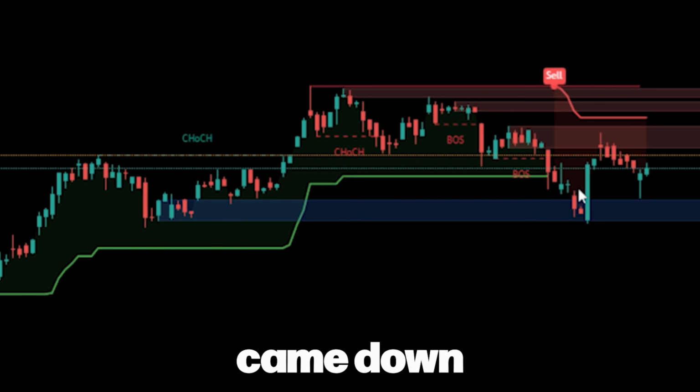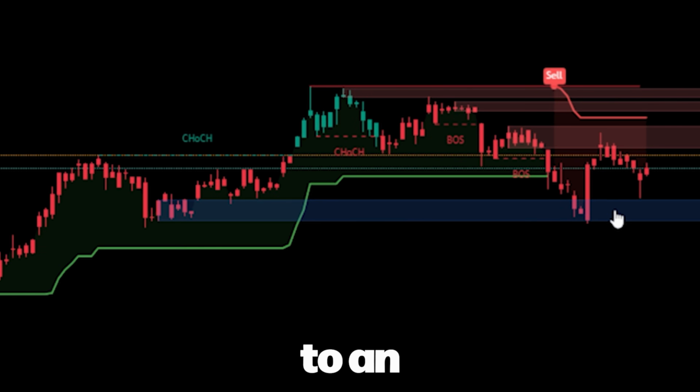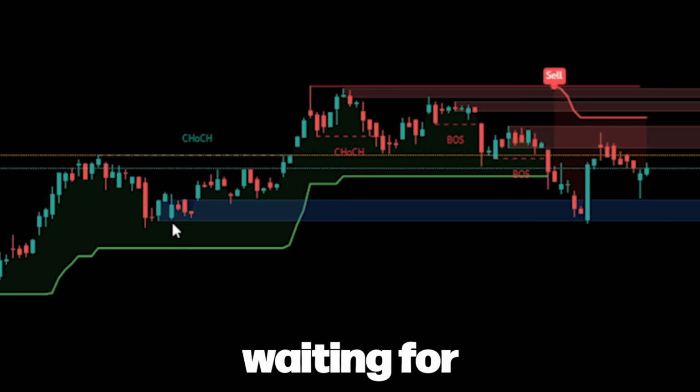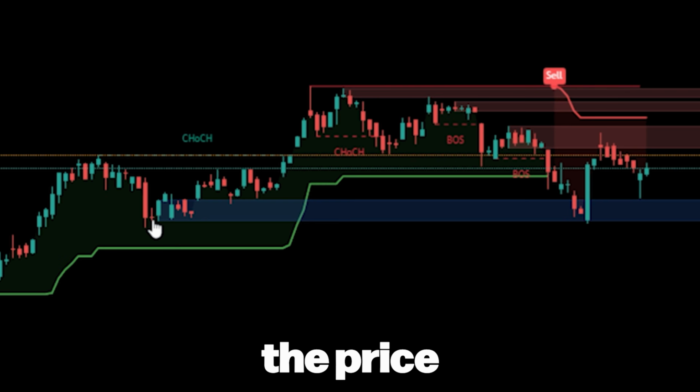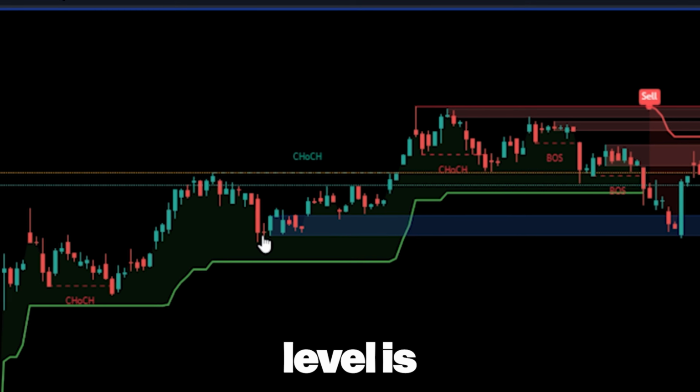And what's happened? It came down for maybe about 12, 24 hours, and it's bounced back up right here to an order block. The order block will help you make sure that, if you want to hop on here and do a short, you're going to be waiting for the price to break down before the actual order block. That is going to be crucial. It stops you from buying before the support level is broken.